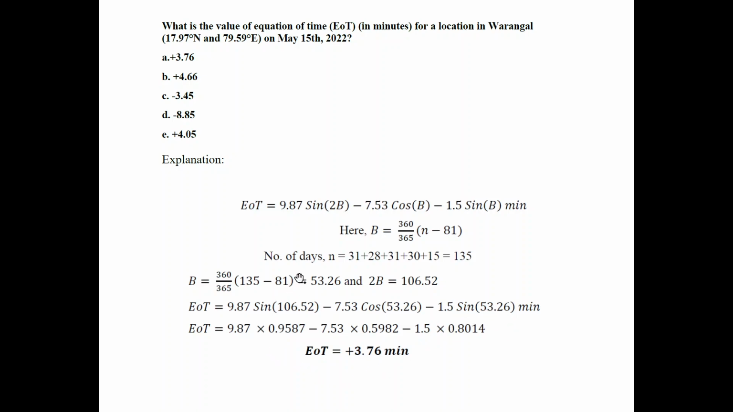Okay, so if we put these values, sine 106.52, I hope you know how to calculate these values. 7.53 cos 53.26 and 1.5 sine 53.26. So when we calculate all this, it comes as plus 3.76 minutes.